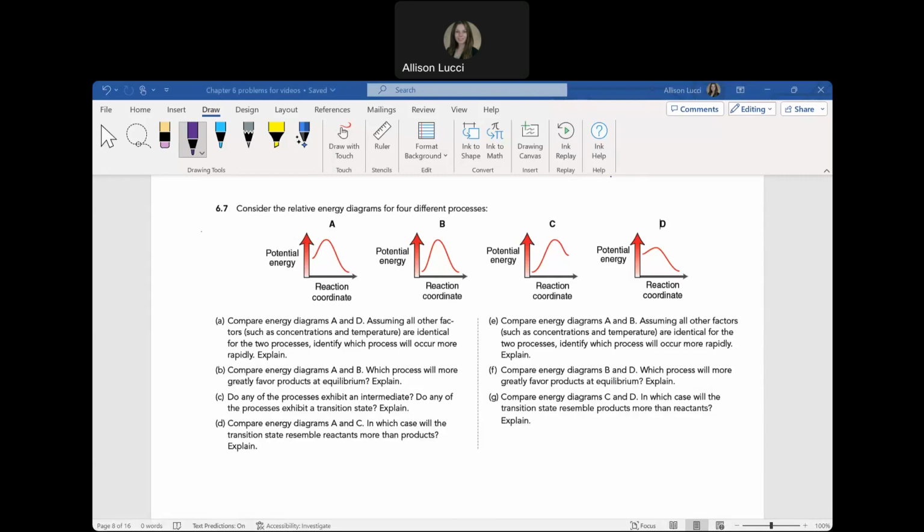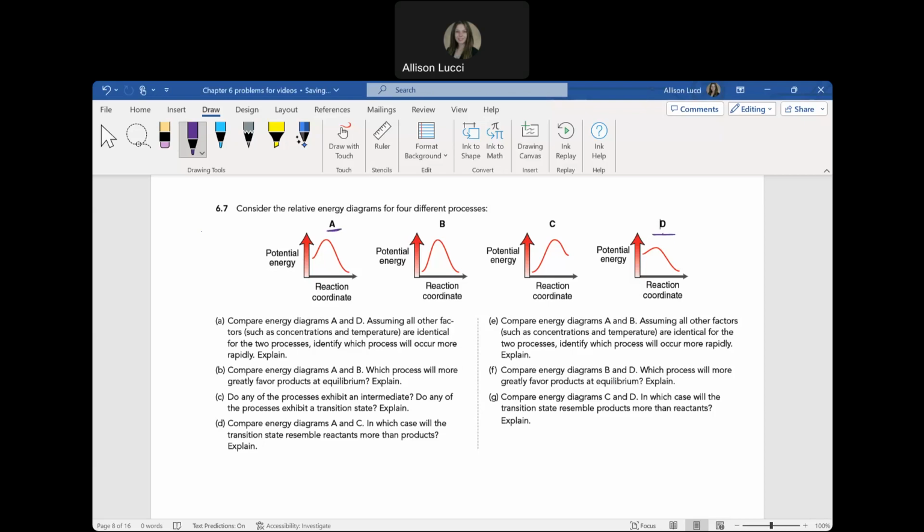So question A asks us to compare energy diagrams A and D. So we'll take a look between A and D, and we'll assume that everything is the same. All factors are identical, so concentration and temperature are the same for these two processes, but we want to know which would occur more rapidly, and then what is an explanation for that.